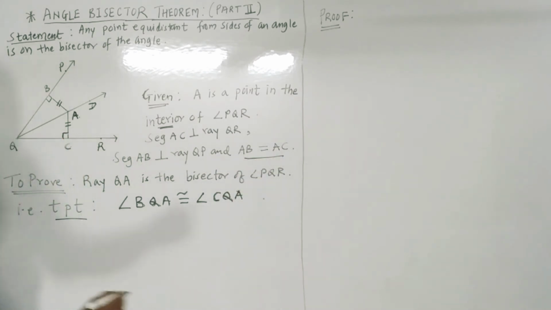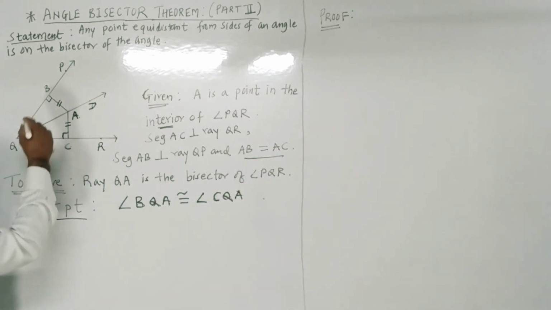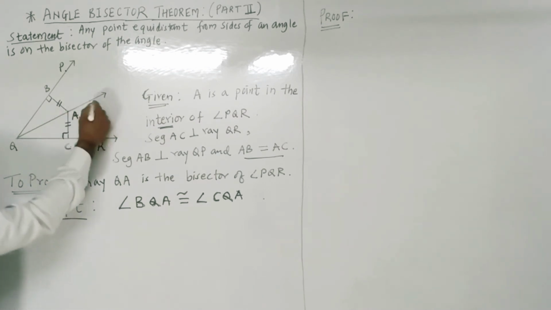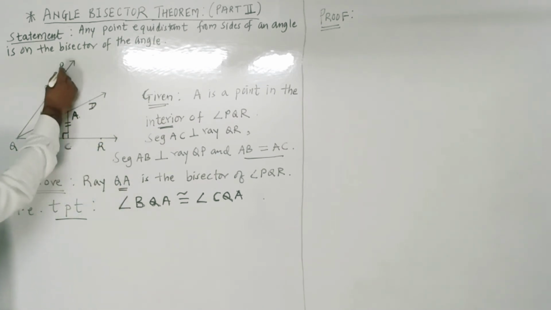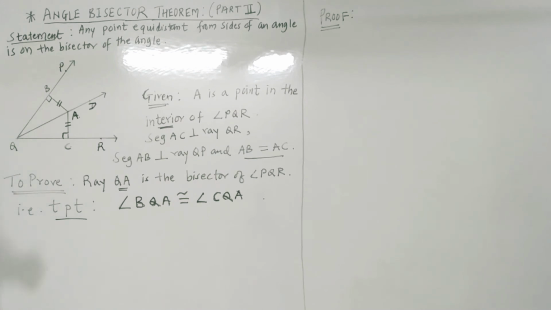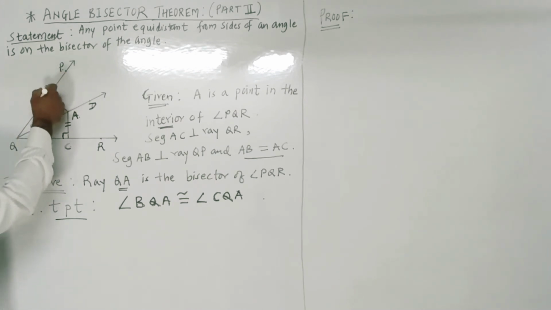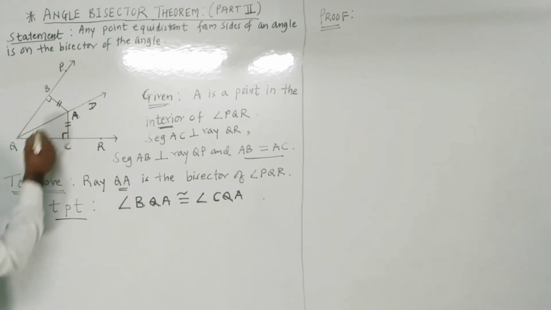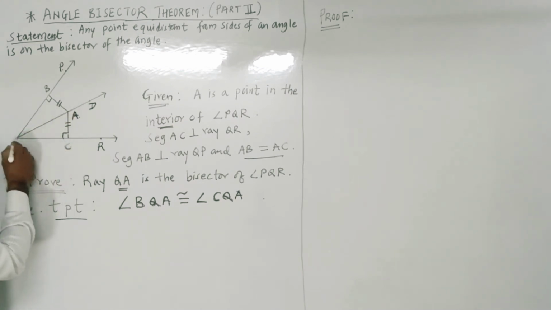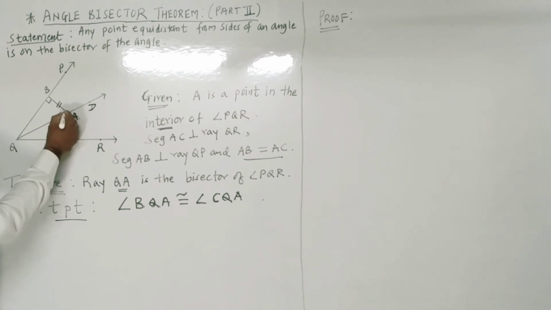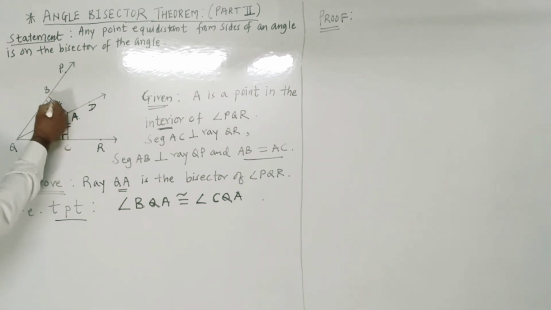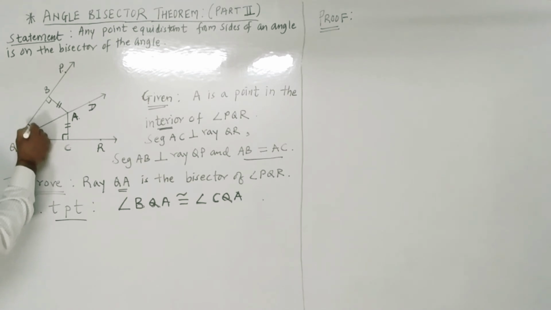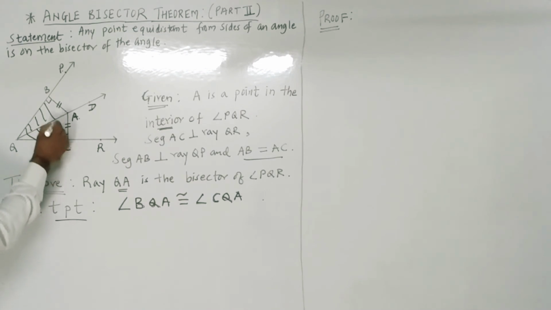This is the given part. Now we have to prove that ray QA is the bisector of angle PQR. That is, we have to prove that angle BQA is equal to angle CQA. These two angles we have to prove are equal. Let's consider these two right angle triangles, triangle ABQ and triangle ACQ.